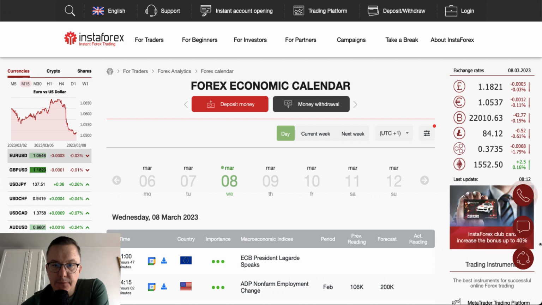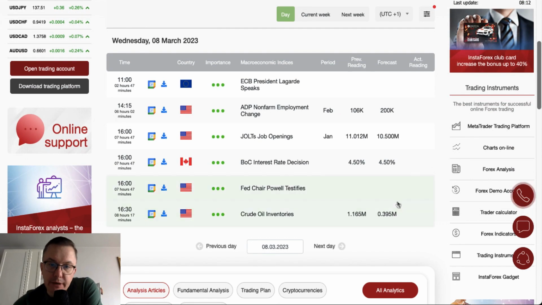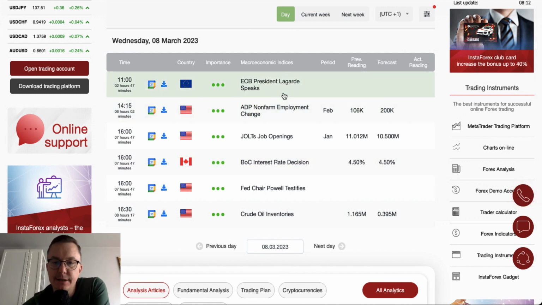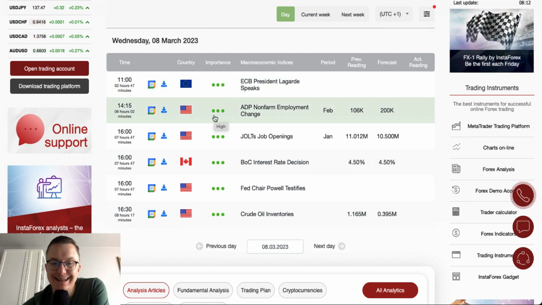Let's take a look at the Forex calendar today. What is on the menu today? We got the ECB President Christine Lagarde to give a speech at 11 a.m. This is a very important event, so stay focused. And that's it for the London session. The New York session is full of interesting data releases.